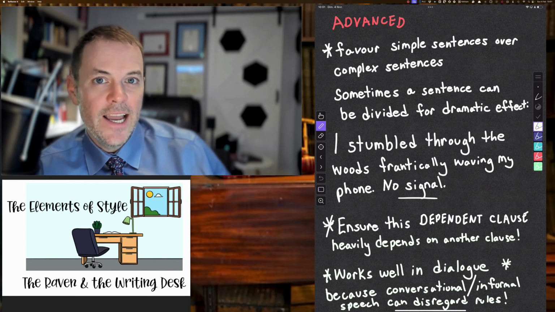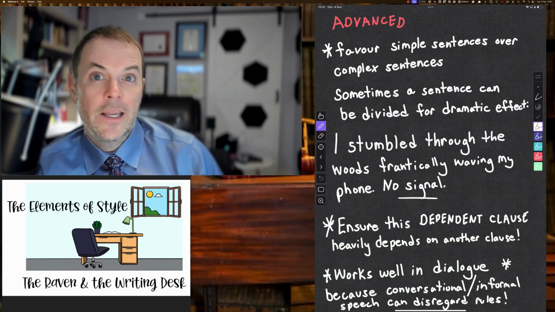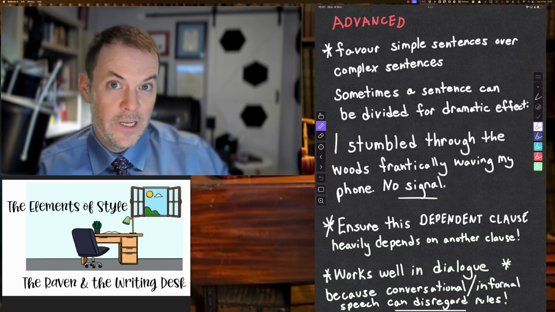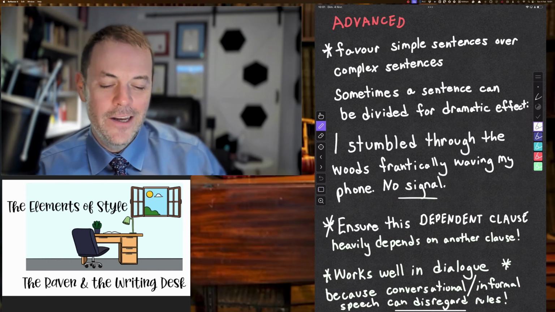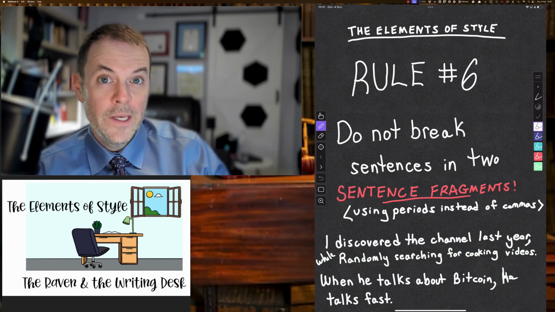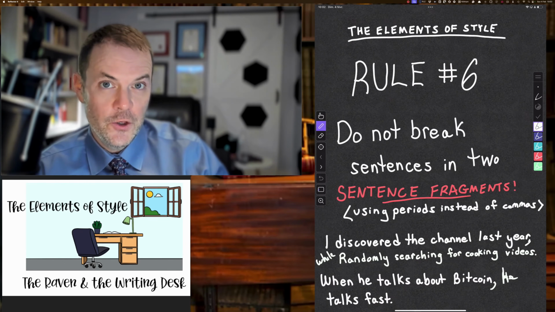This is also going to help you in dialogue if you're writing dialogue, because in real life people do sometimes talk in sentence fragments or choppy sentences. So when you're writing dialogue, don't be afraid to write it as you're hearing it, but avoid accents. We'll discuss doing dialogue in a different video. All we need to say for now is do not break sentences in two. Do not use a period where a comma should go.